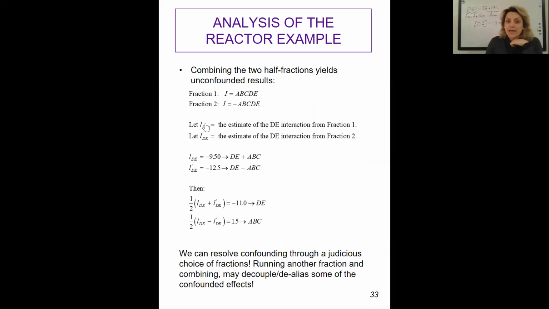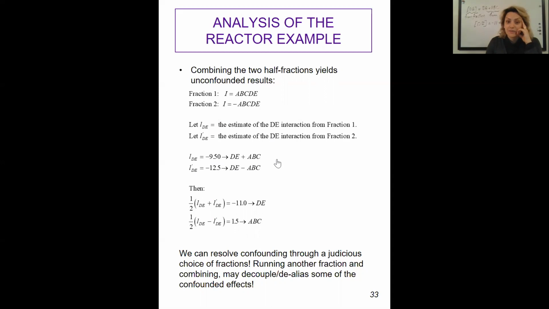So let's say the estimate of the DE interaction from fraction 1, and this is the one that I just wrote down on the board, but it's on another part of it. And then let's have the estimate of the DE interaction from fraction number 2. So here we have minus 9.5. The estimate for fraction number 2 is minus 12.5.